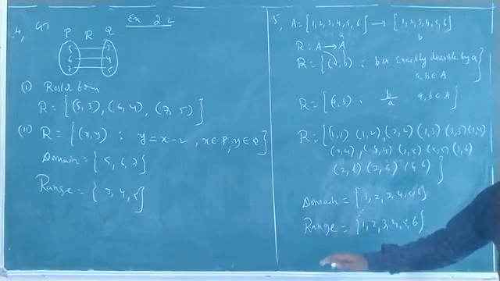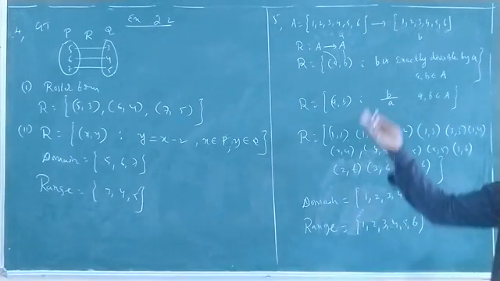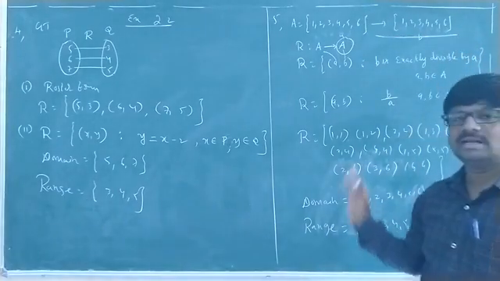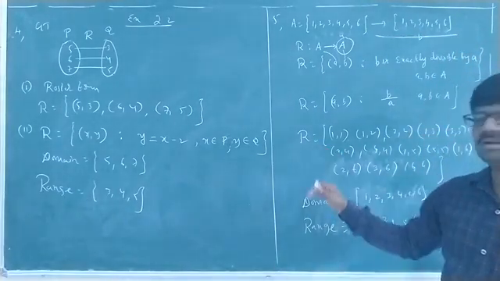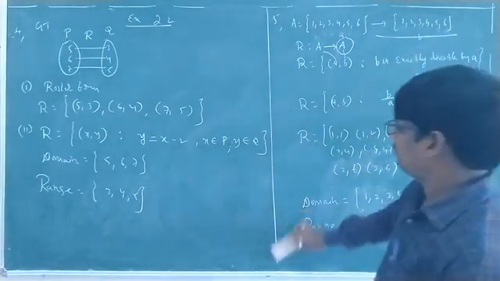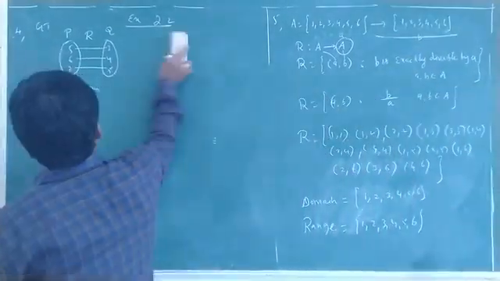The codomain also is the same, the second set is A only. Okay, so in this manner we have to check and write the roster form, domain and range. Remember. Next, this is question number 5. Next, come to question number 6.